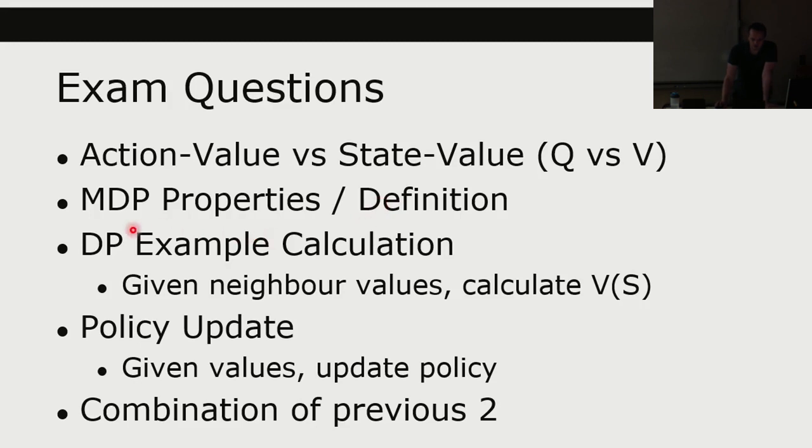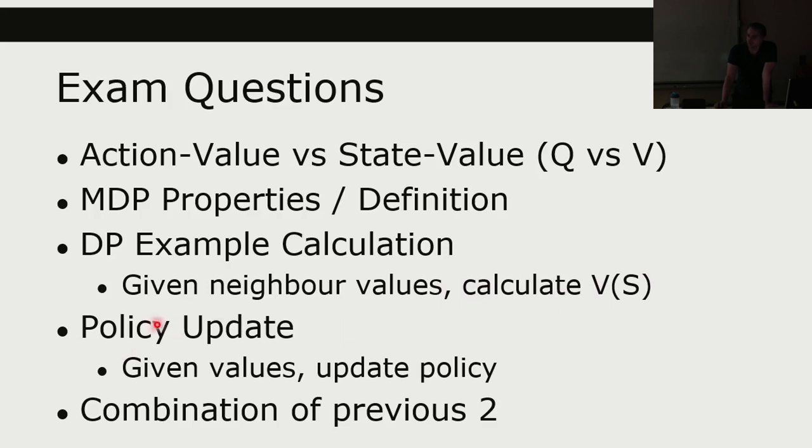I could give you an example of dynamic programming and ask you to compute the value of an intermediate node. I promise you I will make it so that the values work out to be integers, so you won't be doing weird floating point calculations. So given neighboring values, calculate V of S using the Bellman equation.